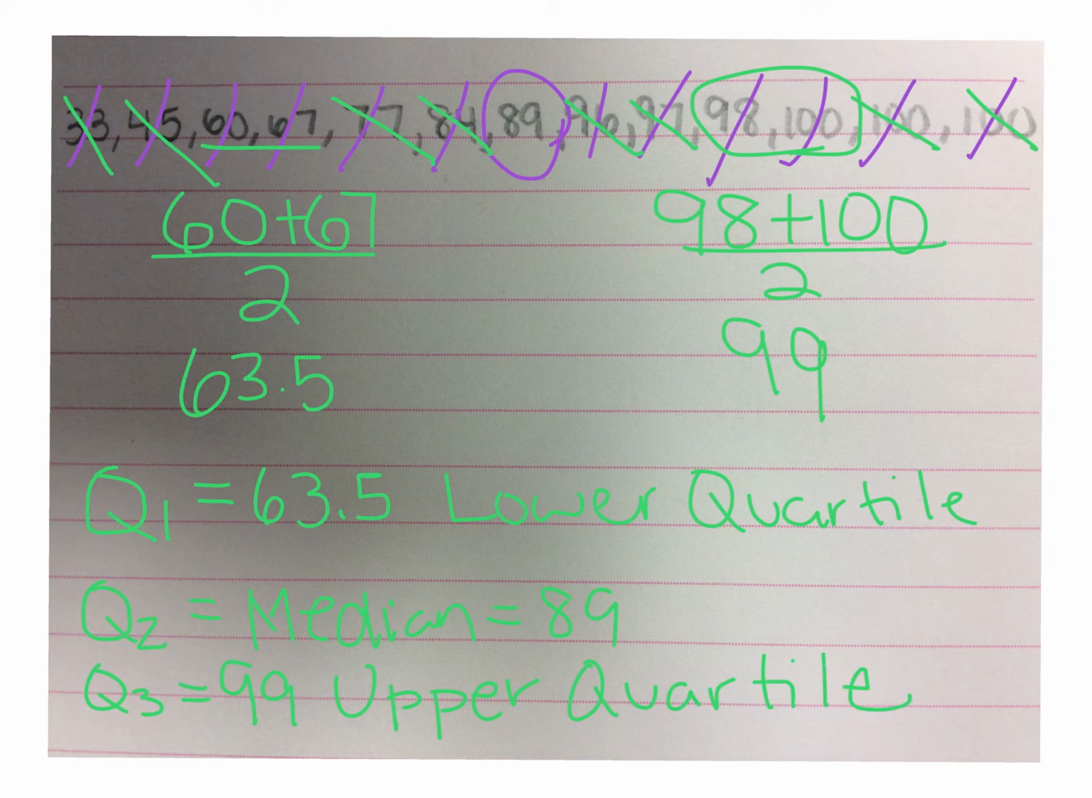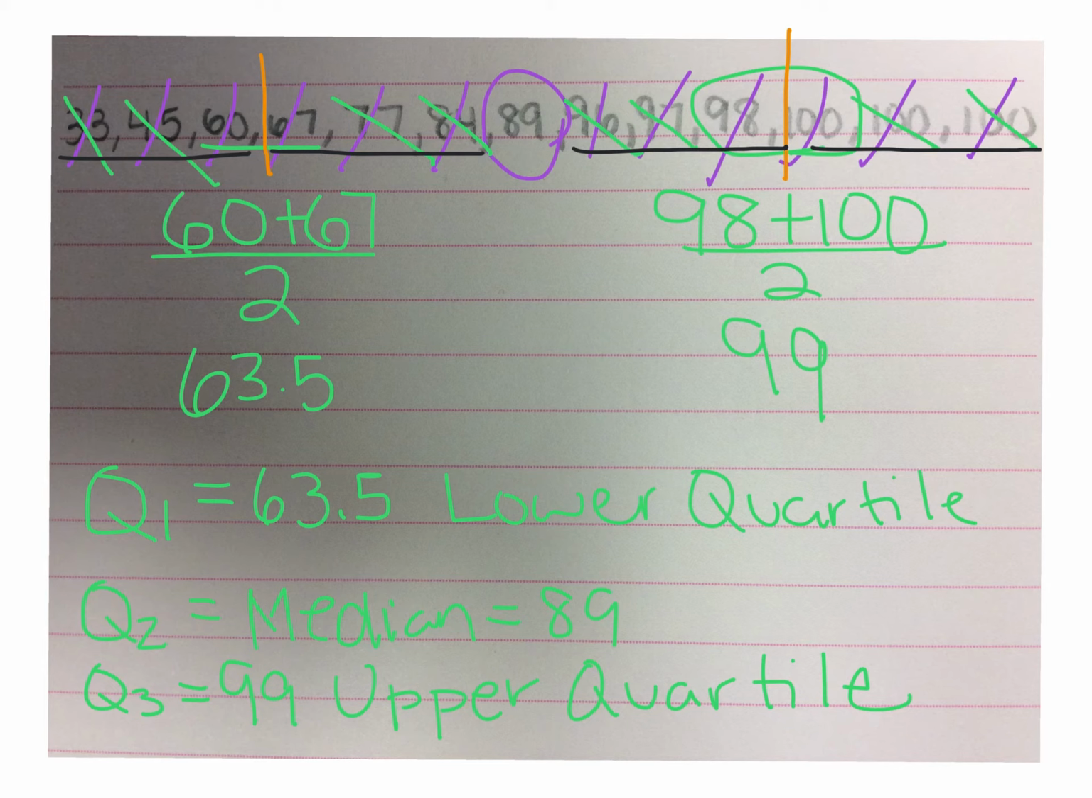So in this problem, these numbers divide our data set into two pieces, or into 4 pieces. So our lower quartile will be between those two numbers, 60 and 67, and our upper would be between 98 and 100, which makes 33 to 60 the first quarter of data, 67 to 84 the second quarter of data, 96 to 98 the third quarter, and 100 through 100 the fourth quarter. So those are your 4 pieces of data.